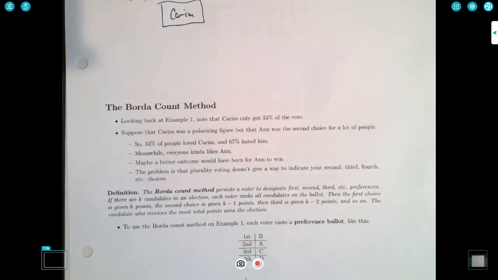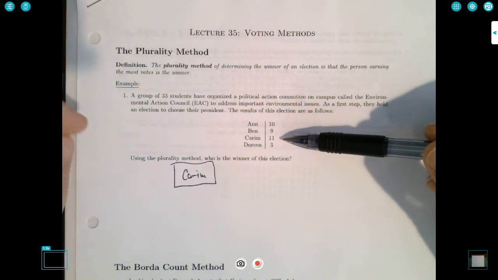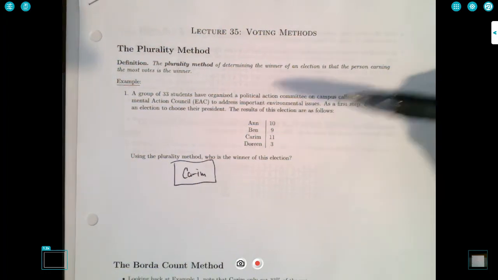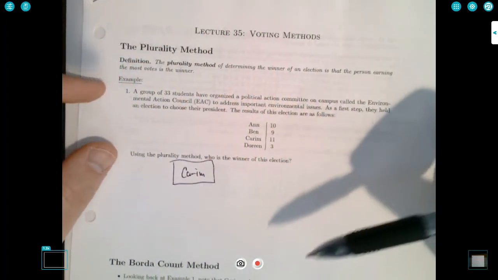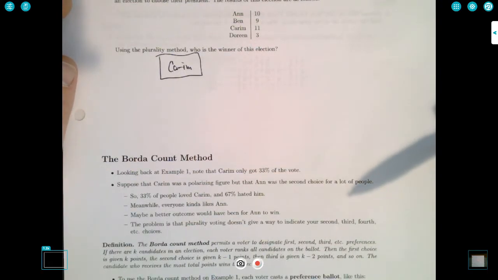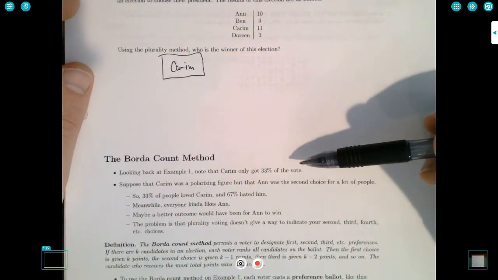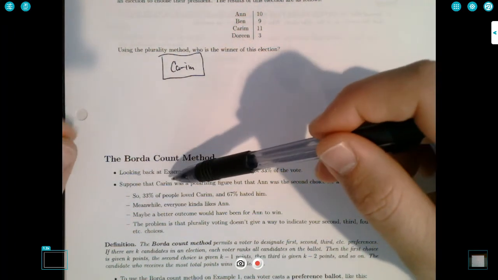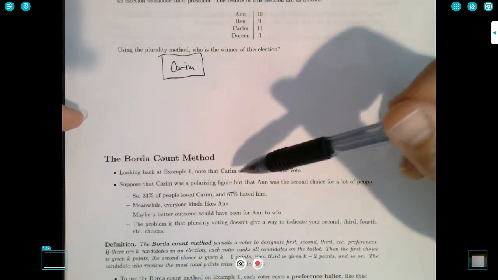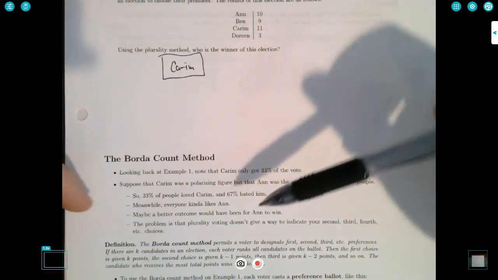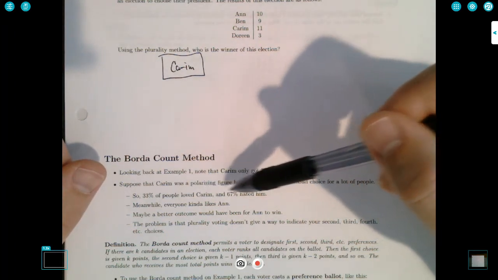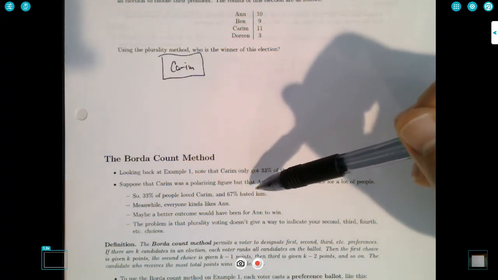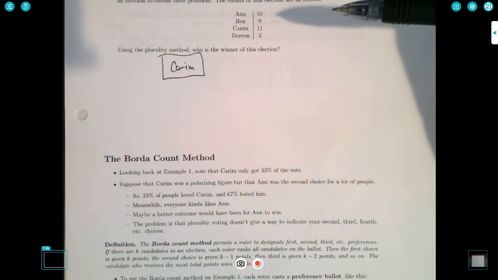Looking back at the previous example, you may note that Kareem only got 33% of the vote. There were 33 students who voted, and Kareem only got 11 votes. 11 out of 33 is a third of the votes. That's not great, first of all. But more importantly, suppose that Kareem was a polarizing figure. Maybe 33% of people really loved Kareem, but 67% of people hated him. So the 11 that voted for him loved him, and the other 22 hated him. But he's their president because he got the most number of votes.